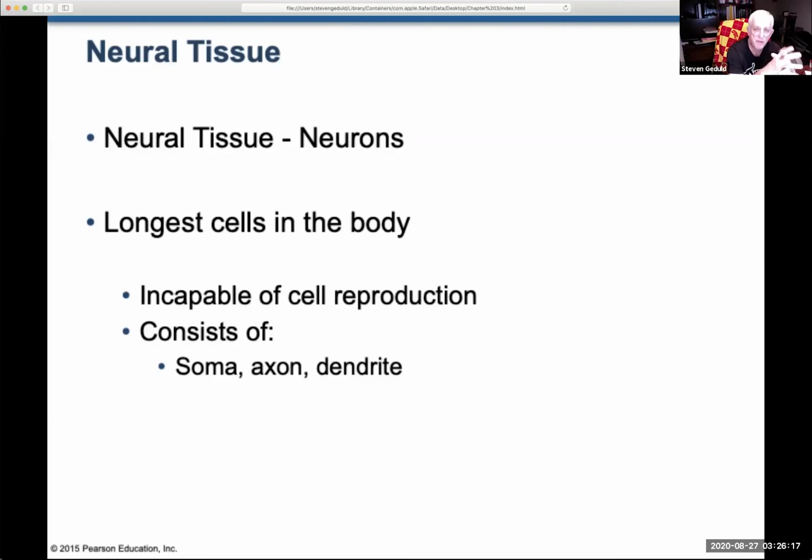You're never going to produce another nerve cell, ever, your whole life. So if you damage a nerve cell, it stays damaged for life. If you go on a beer drinking binge, okay, it's going to kill nerve cells. That's what alcohol does. Okay?